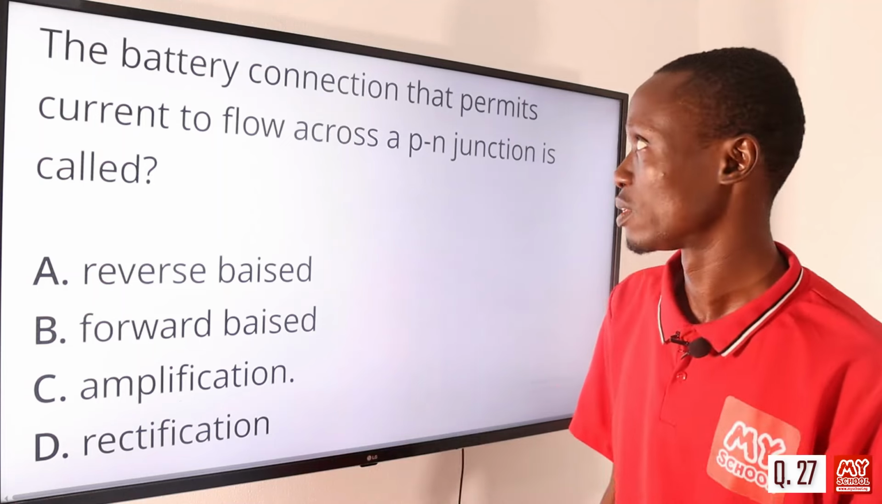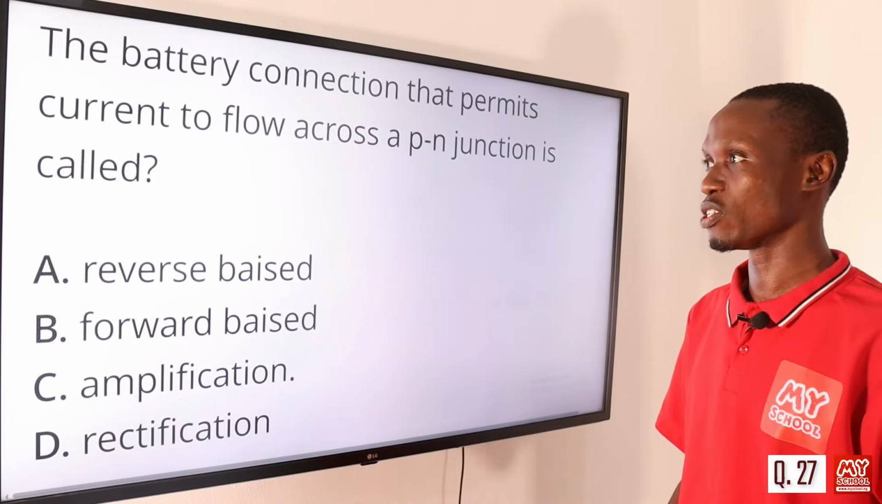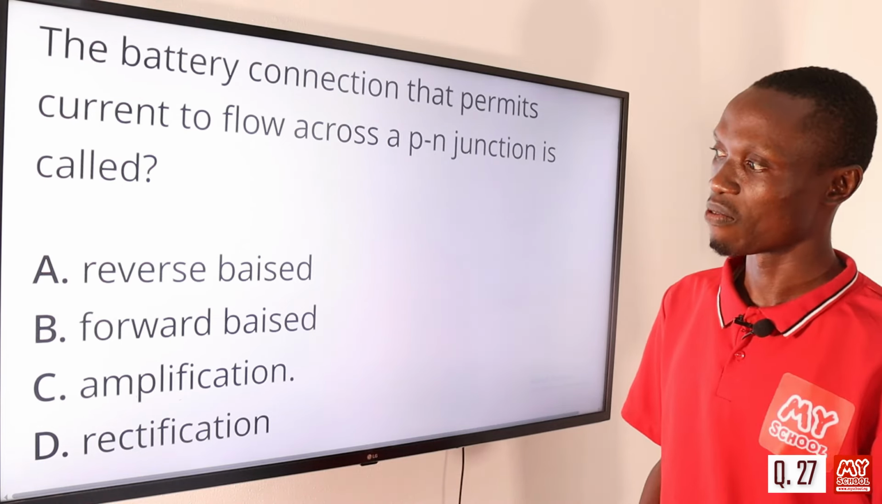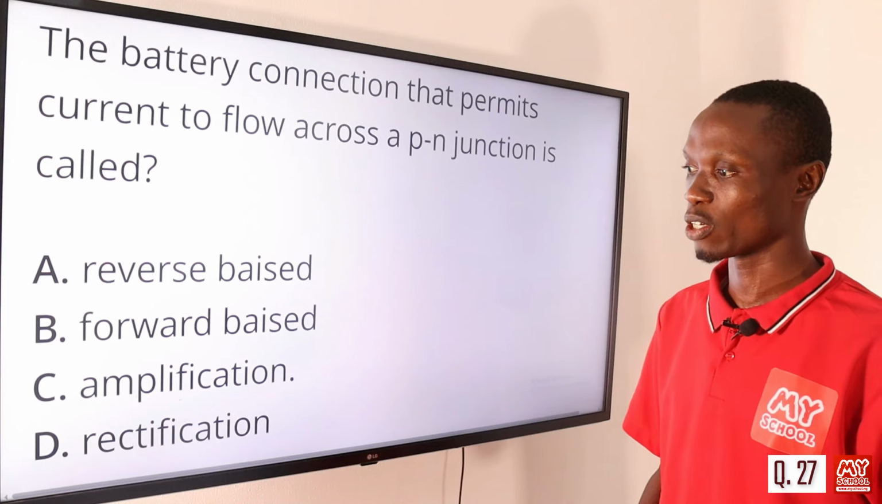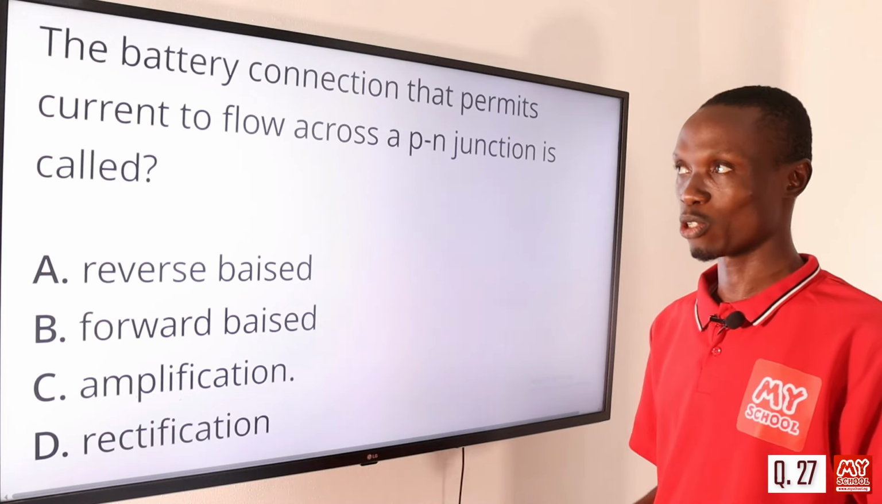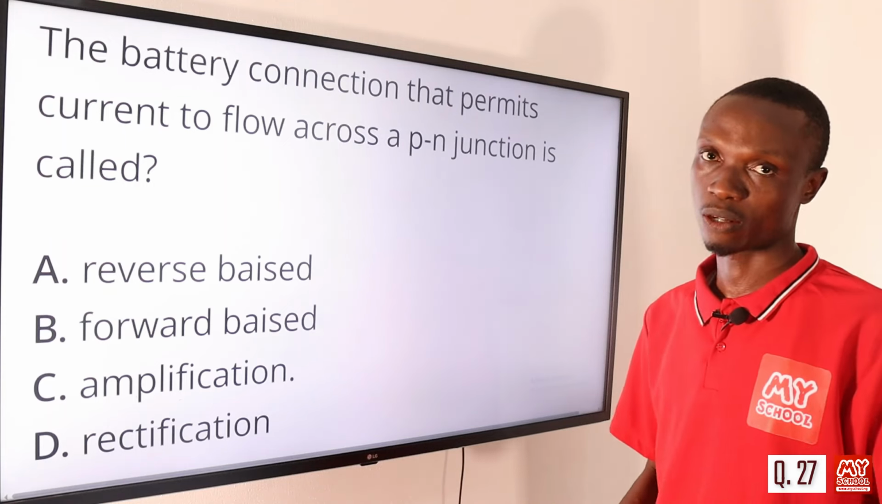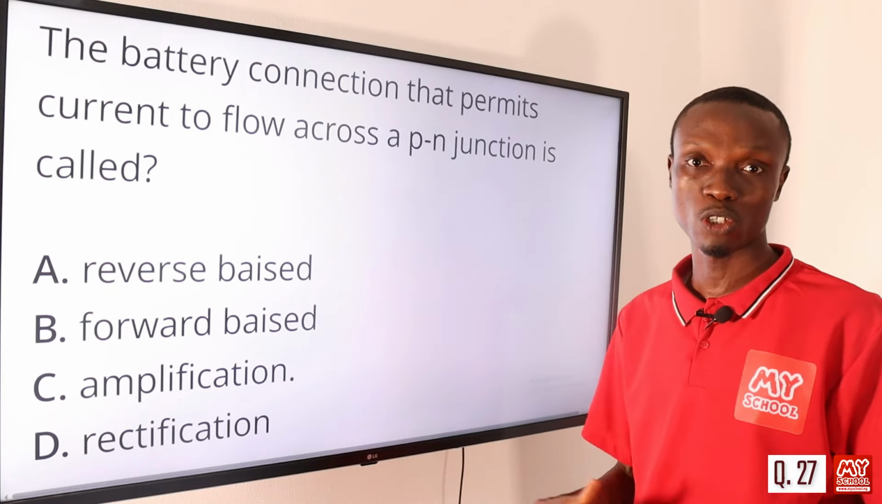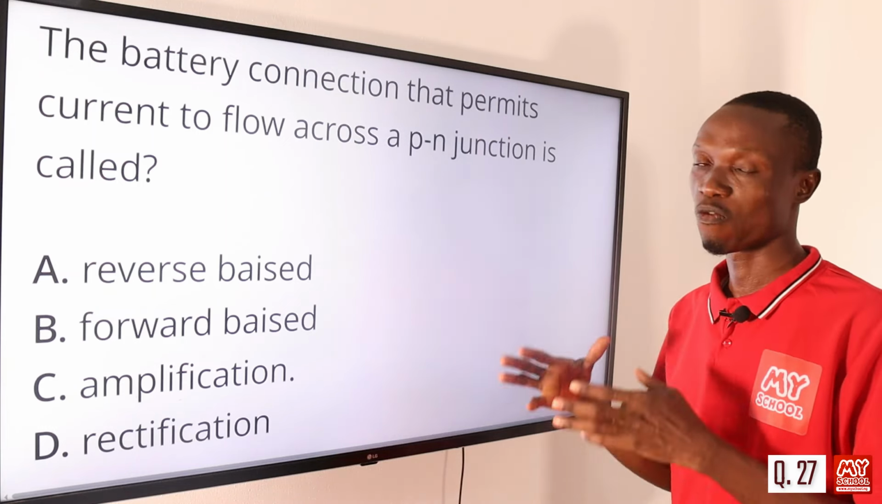Question 27. The battery connection that permits current to flow across a PN junction is called A. Reverse bias, B. Forward bias, C. Amplification, and D. Rectification. So the answer to this question is option B, forward bias. The battery connection that permits current to flow across a PN junction is called forward bias.